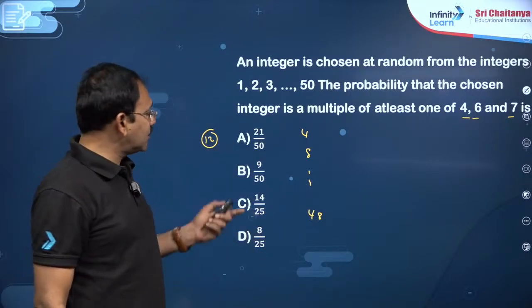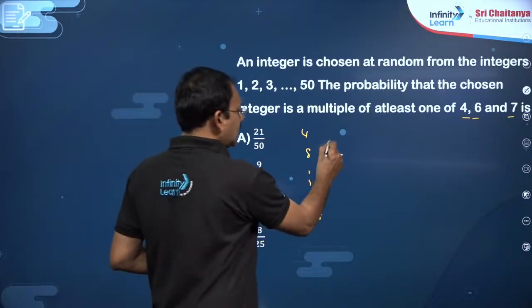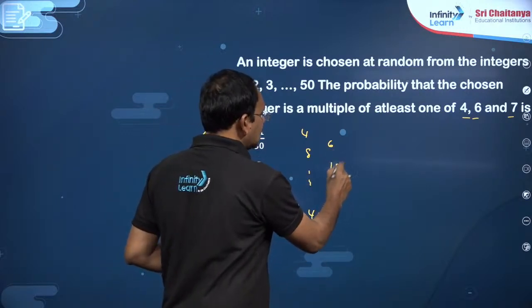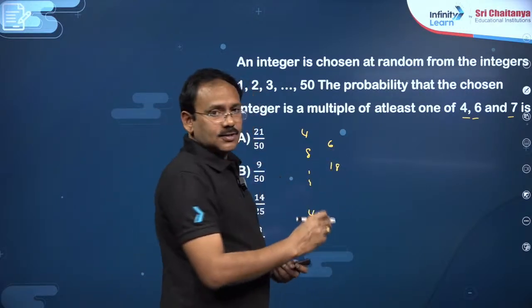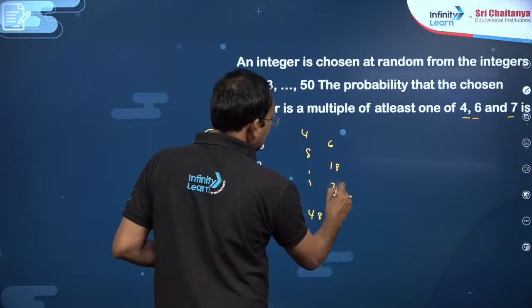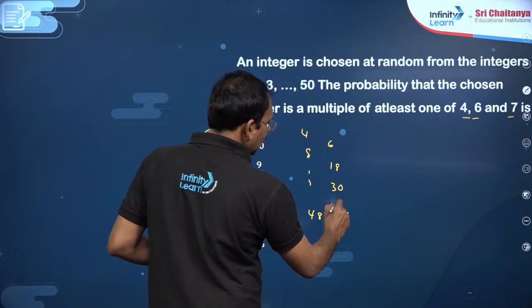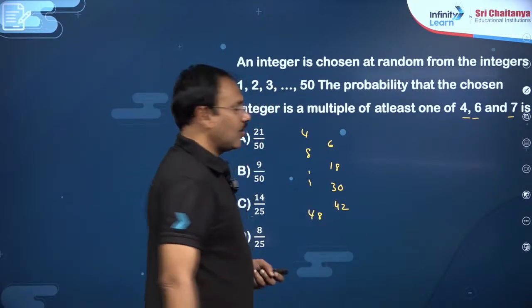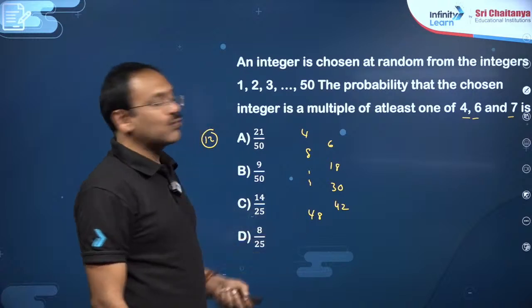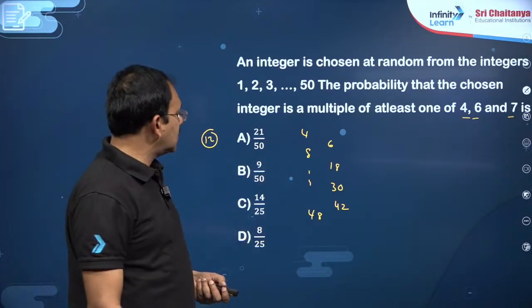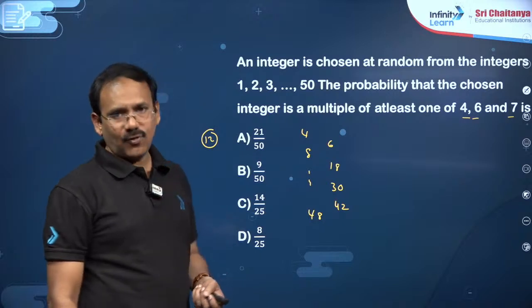And multiples of 6 which are not covered here: 6 is not covered, then 12 is covered, then 18 is not covered, 24 is covered, 30 is not covered, then 42 is not covered, and 48 is there already. So other than these 12, my dear friends, you are getting 4 more numbers: 6, 18, 30, 42.